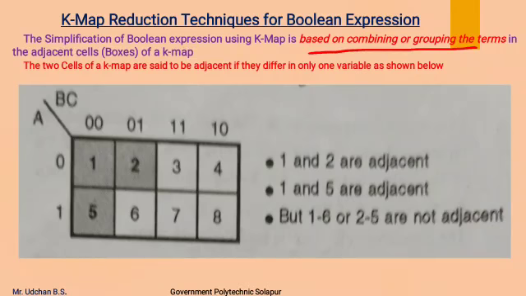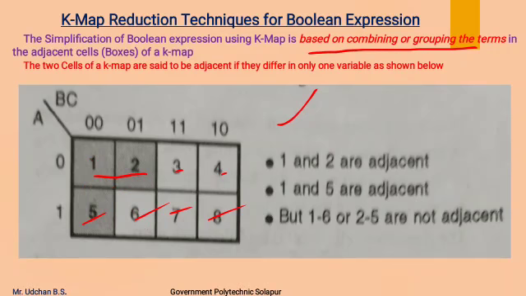Two cells of a Kmap are said to be adjacent if they differ in only one variable, as shown below. In this, a 3 variable Kmap is shown. So here the cells are numbered as 1, 2, 3, 4, 5, 6, 7, 8. Now in this I can say the cells 1 and 2 are adjacent with each other. In this I can say the cells 1 and 5 are adjacent with each other. But I cannot say the cells 1 and 6 are adjacent with each other, and also I cannot say the cells 2 and 5 are adjacent with each other.